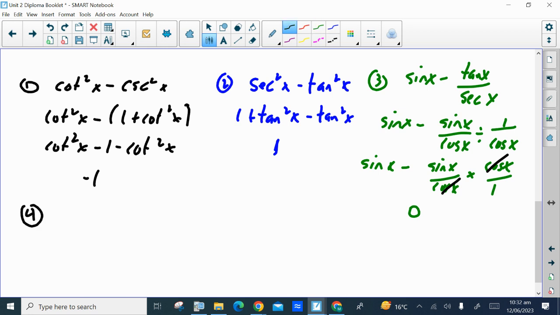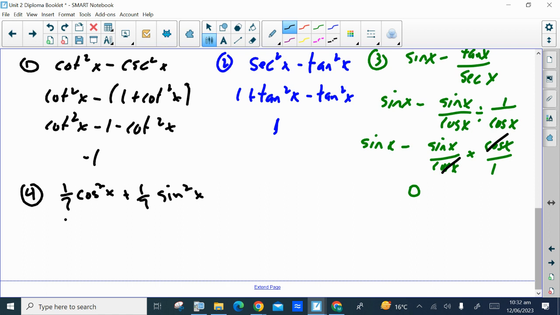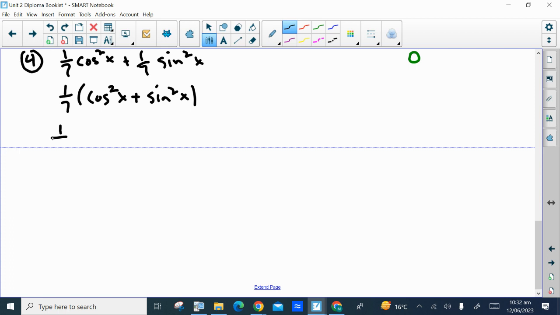So now we need to do the last expression, 1/7 cos squared x plus 1/7 sine squared x. There is a common factor of 1/7 that could be taken out. And then you'll have cos squared x plus sine squared x, which from the Pythagorean identity is 1. So it's 1/7 times 1, which is 1/7.